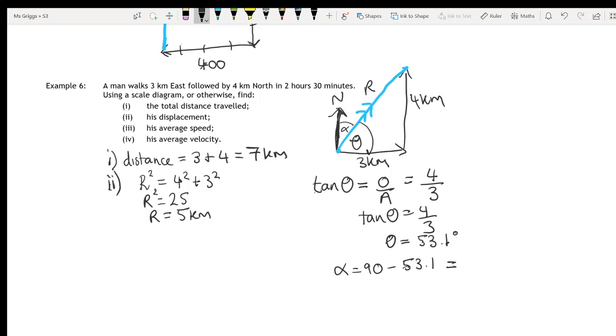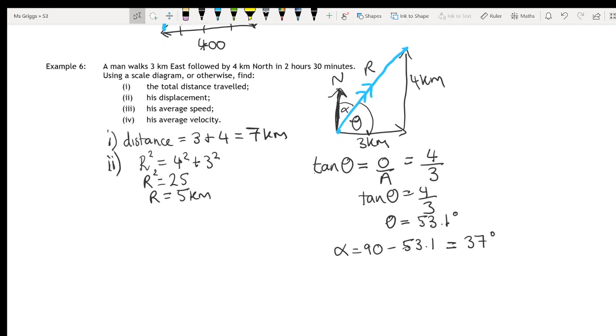So that alpha is going to be 37 degrees. Okay, so your final answer would be displacement is 5 kilometers at a bearing of 037.